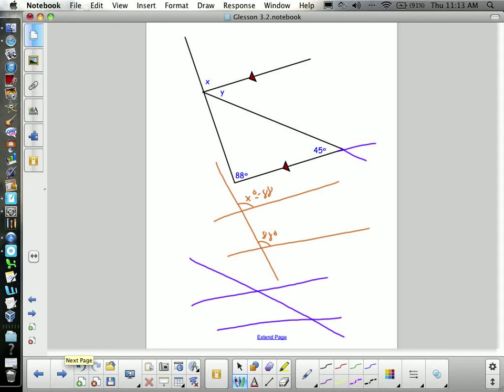Okay? This angle where it comes together here is 45. Y up here is this angle right here. Aha! What's the name of that angle pair? Alternate interior. That's step 1. What's the relationship? Congruent, therefore y must be 45.